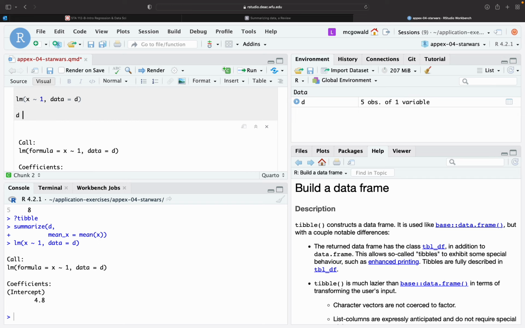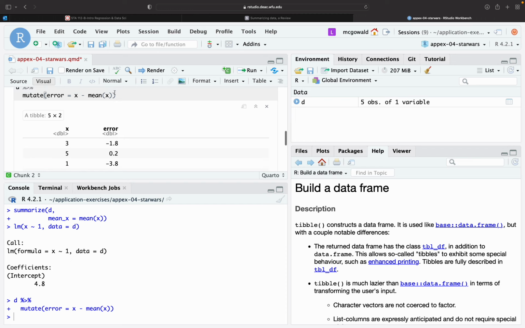And if I wanted to create a new variable that was the residual or the error between this model and the actual observed values, what would I do? If I want to add a variable to the data frame D, what function could I use? Mutate, yeah, that's right. And if I wanted to call this error, how could I calculate the difference between the observed x and the mean value of x? Mean of x minus x. Yeah, I think I would probably do x minus mean of x, but both will get me just the inverse of each other. Great.